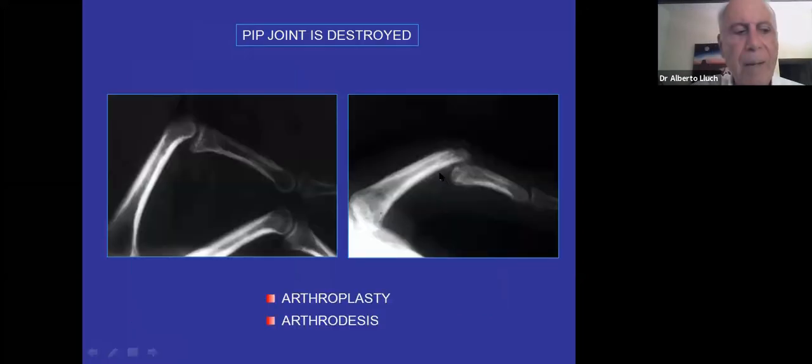So if you see a PIP joint synovitis, you should immobilize it with a splint and leave it at rest so the synovitis may disappear and prevent tendon rupture. And if not, then you will have a destroyed PIP joint.